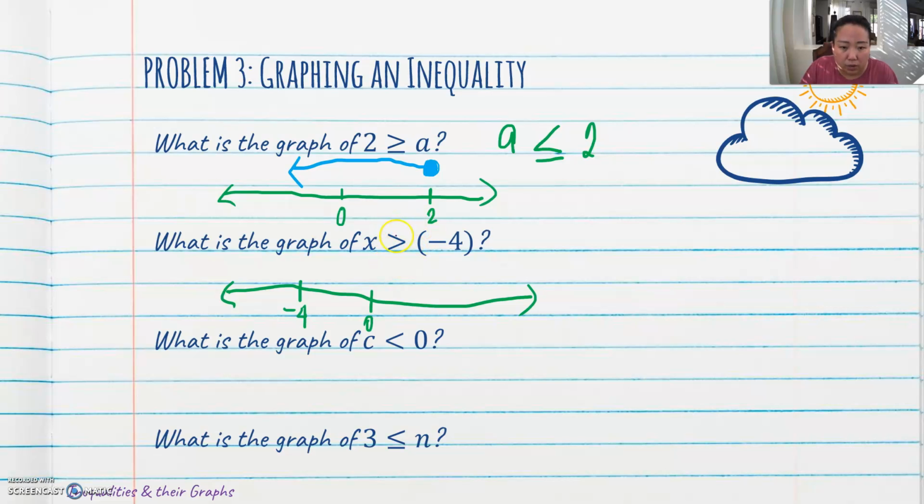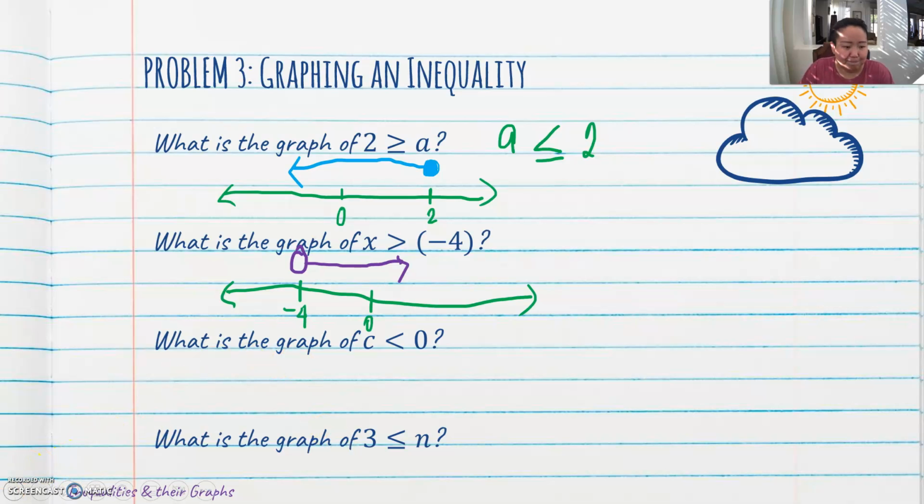Because our inequality is just a regular greater than, with no equal to symbol, it's going to be a hollow dot. It's an open dot, and our arrowhead is pointing to the right. All the numbers greater than -4 are to its right, and so that's how the graph would look like. So why don't you try the next two examples?